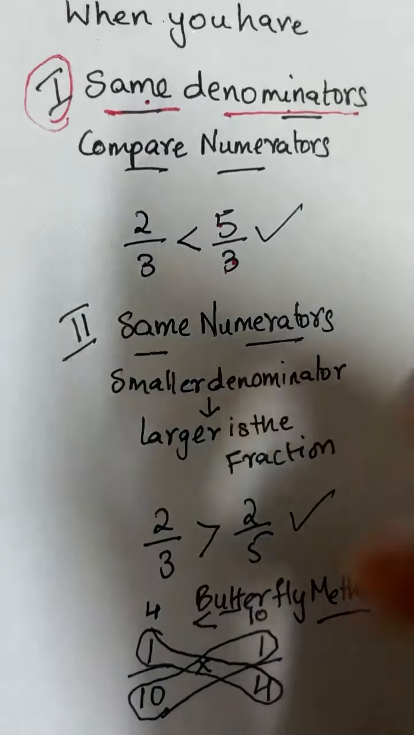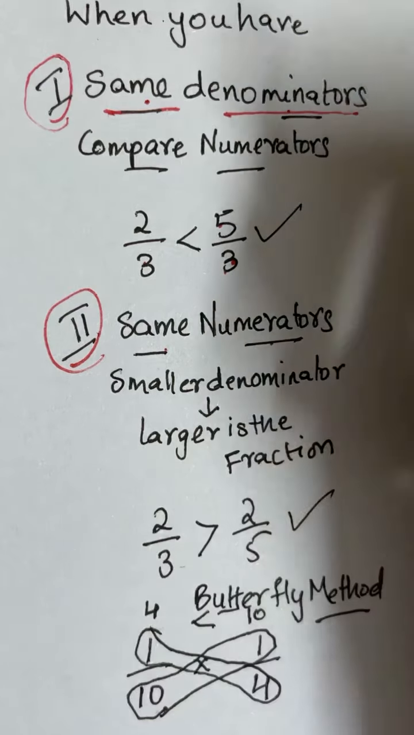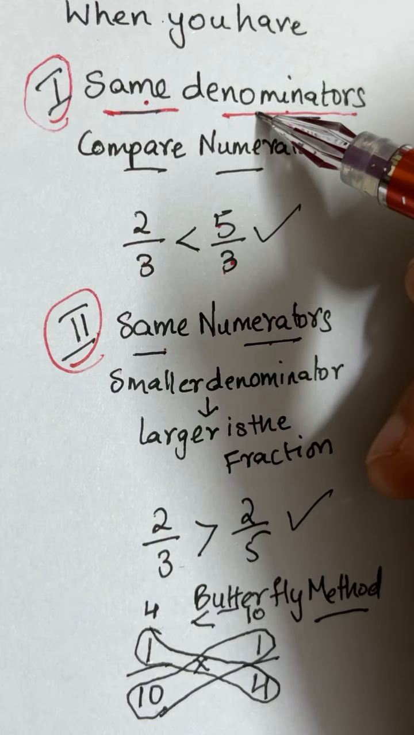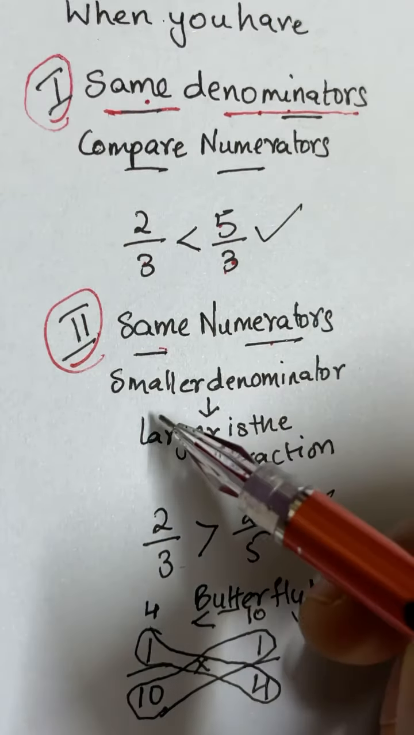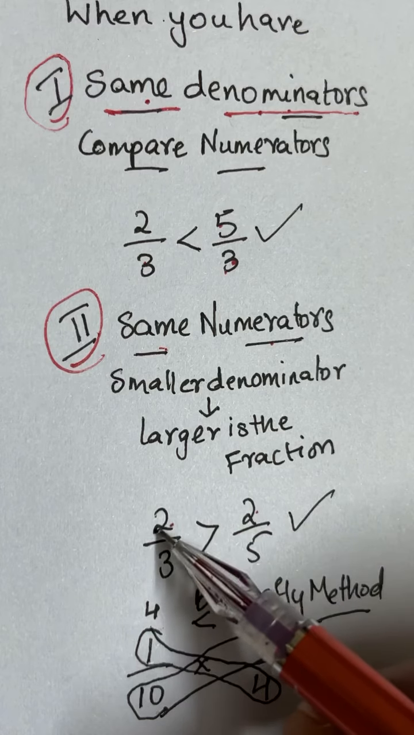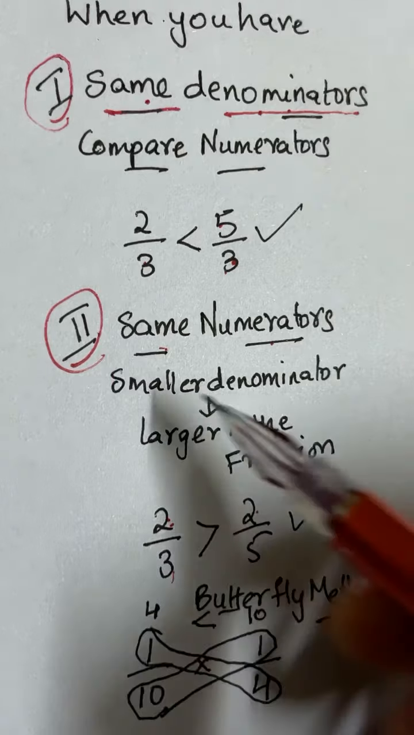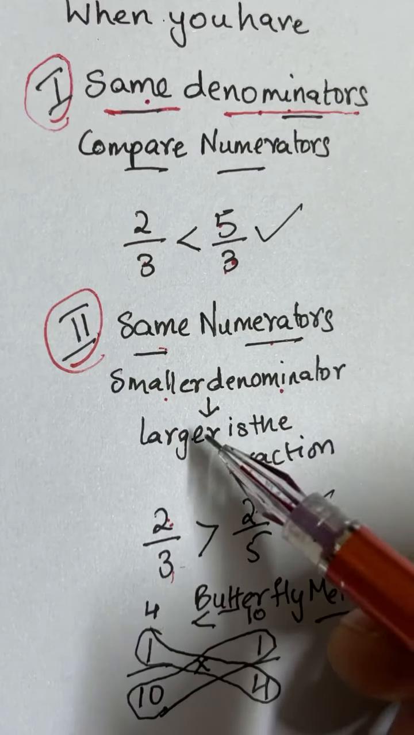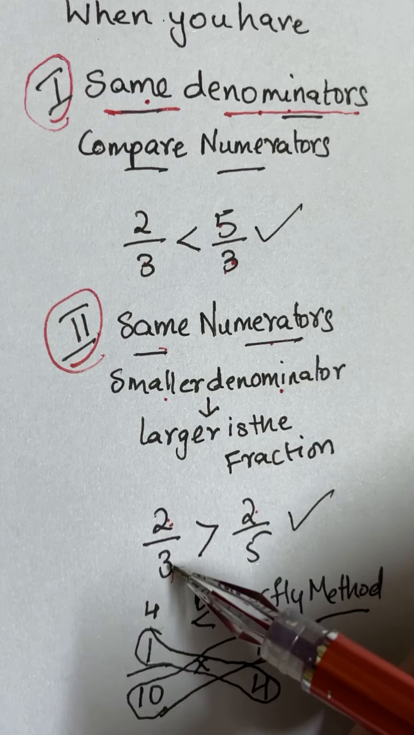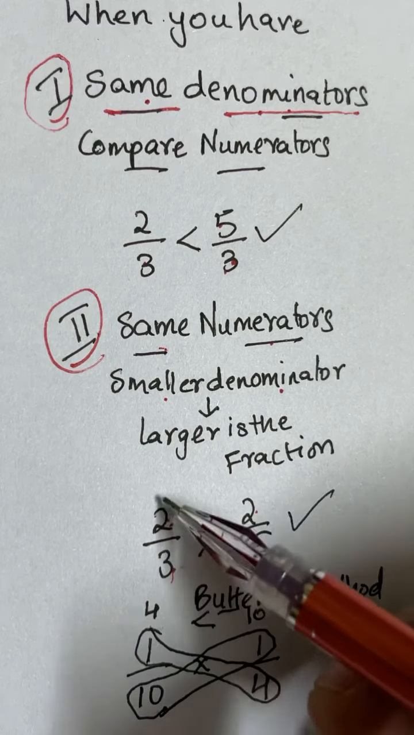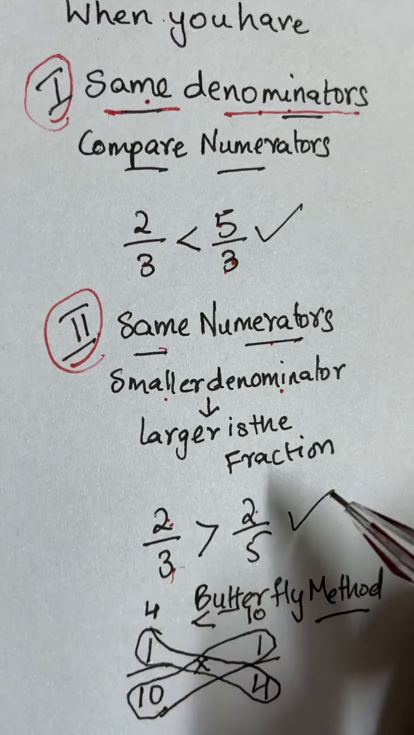When we go on to the second method, it says when you have same numerators. Before you were having same denominators, but now it's the opposite. Now you have same numerators, like 2/3 and 2/5, with the same numerators 2 and 2. So the smaller the denominator, the larger is the fraction. This is how we remember things. That means 2/3, 3 is lesser than 5, so 2/3 is a greater fraction than 2/5. 2/3 is greater than 2/5.